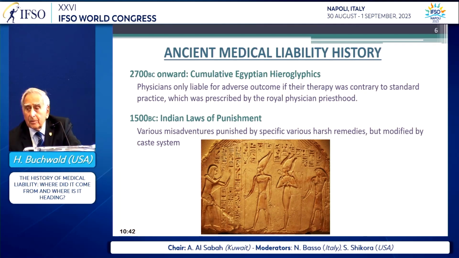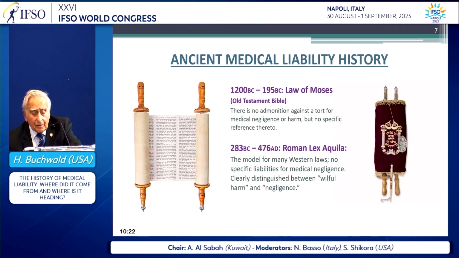1500 BC, the Indian laws of punishment. There were very severe laws for malpractice, but it was modified by caste. Therefore, if you were a high caste Indian, you didn't have to worry about it. If you were a low caste Indian, you had to worry about it. 1200 BC to 195 BC, the law of Moses, the Old Testament. There is nothing really in there; there is no admonition against the tort for medical negligence or harm, but there's no specific reference to it.